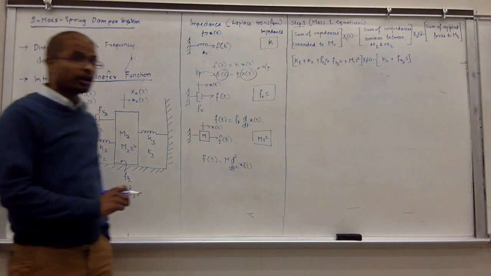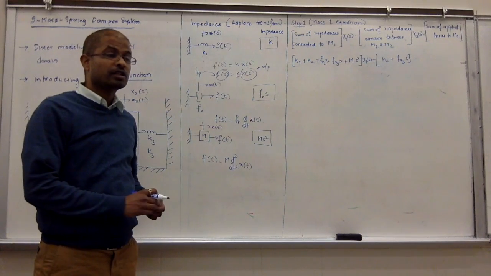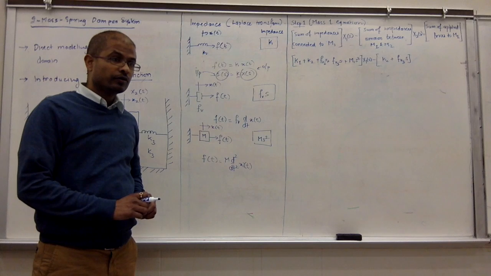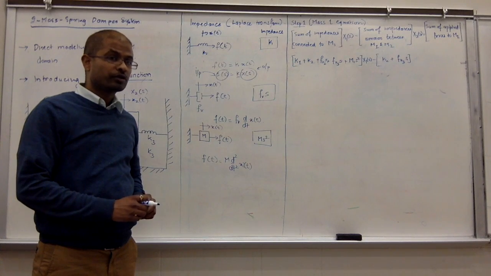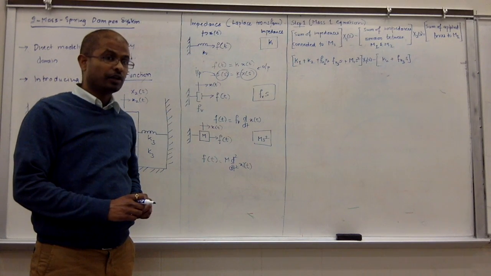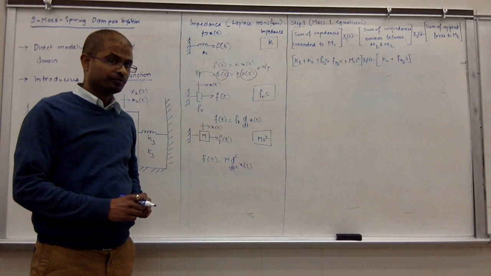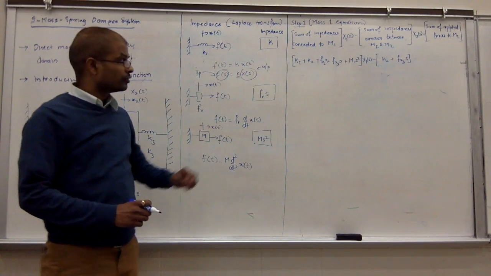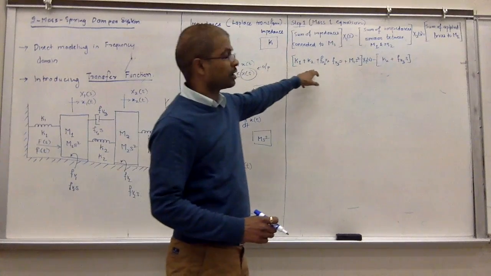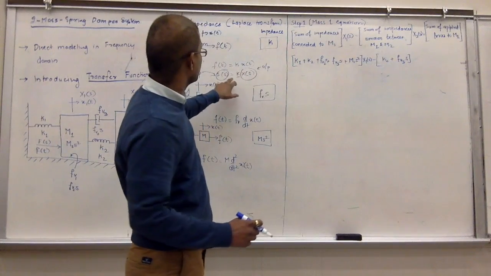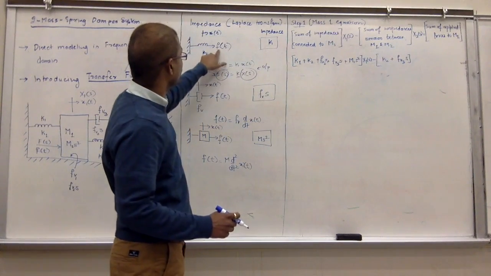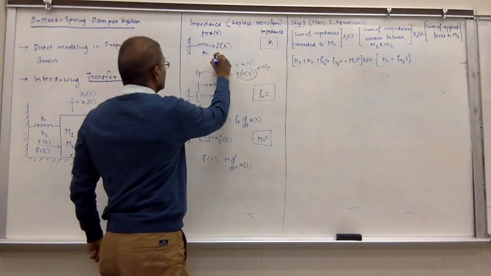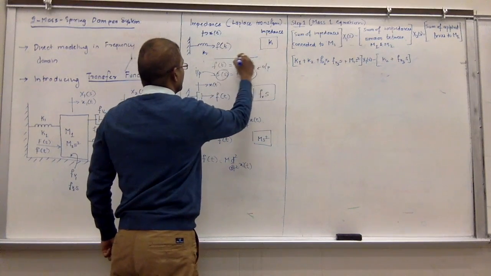Because, I told you, last class what did we do? We derived the equations of motion as a differential equation and then took the Laplace. So the Laplace has nothing to do with this part. This is Laplace. All this is Laplace. If you look at this f of t, what is this? This is a time-based equation, okay?